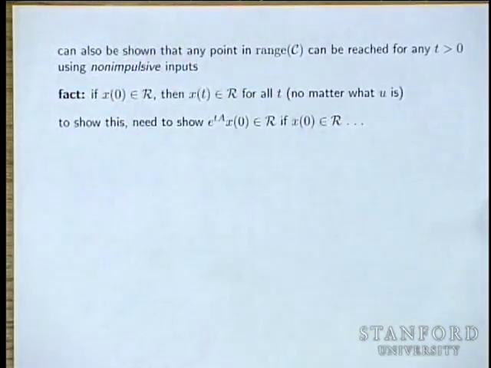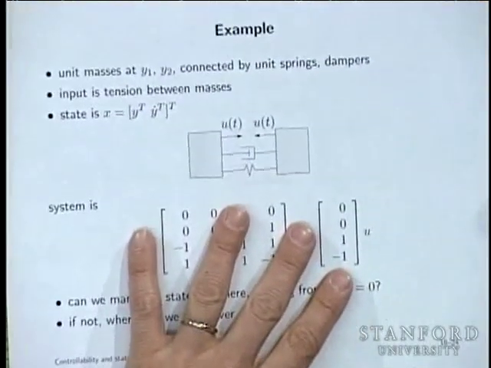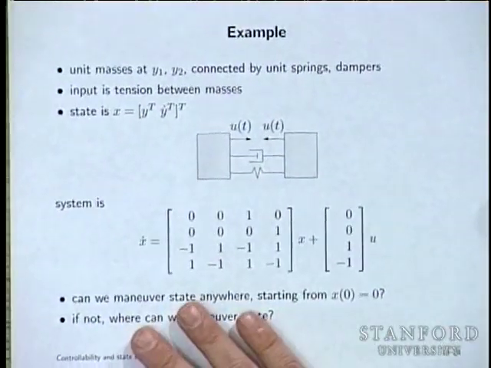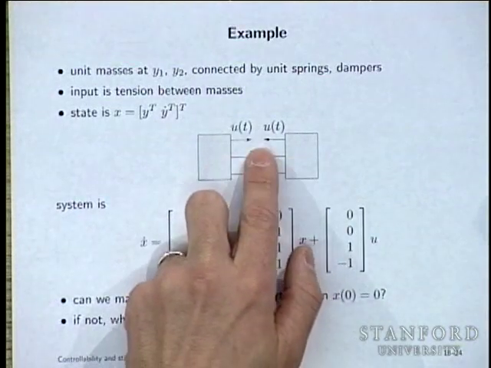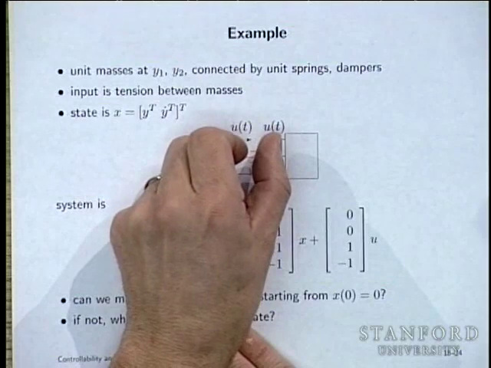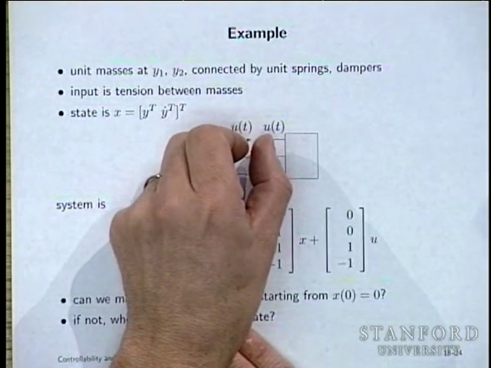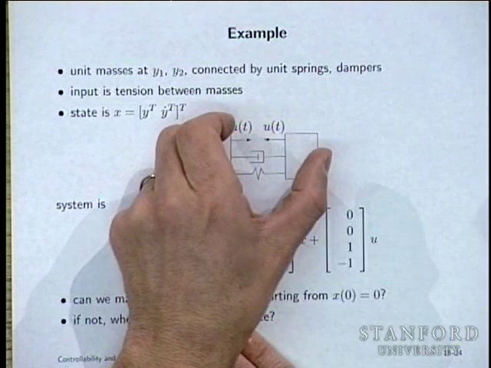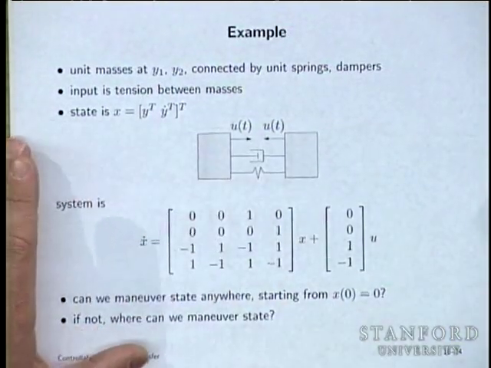So I think we'll just look at an example and see how this works. So we have two masses connected by a unit spring, a unit damper, and I can apply a tension between the masses. So if U is positive, I can pull them together. If U is negative, I can push them apart. So that's the force I apply on these two things. So here's the model.